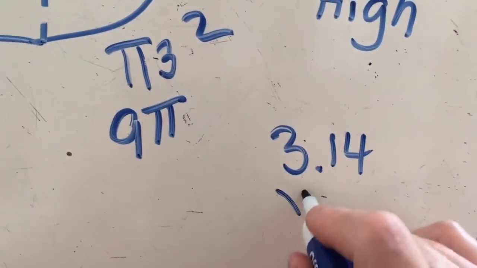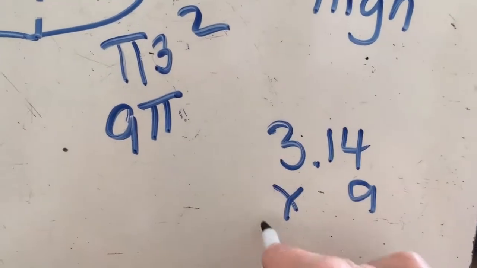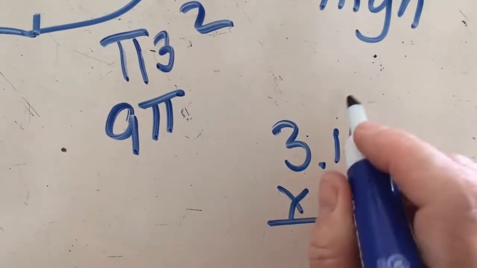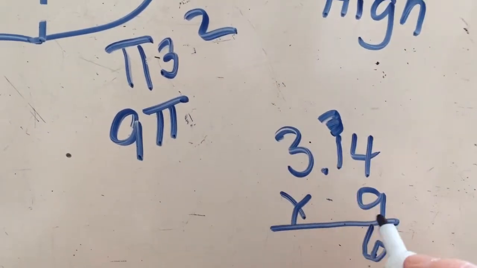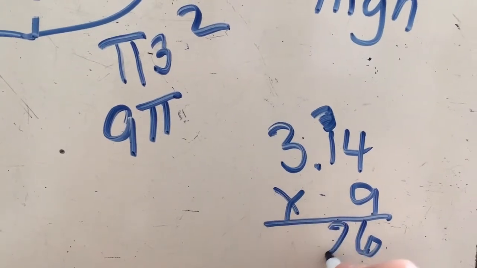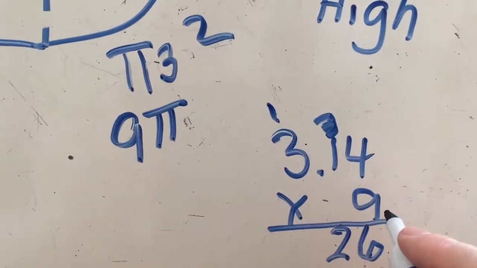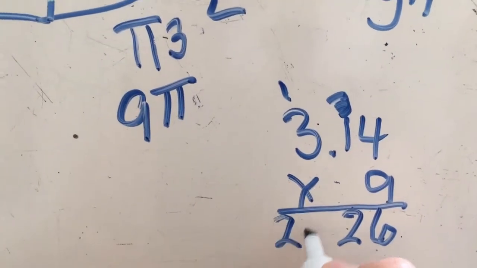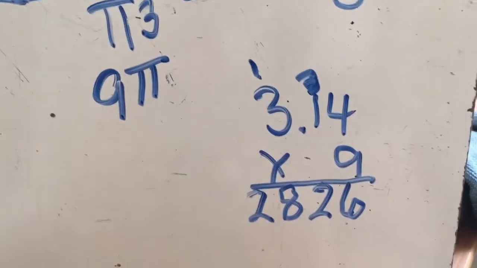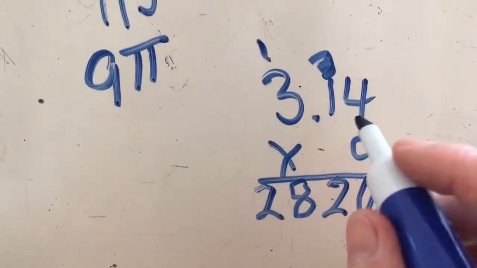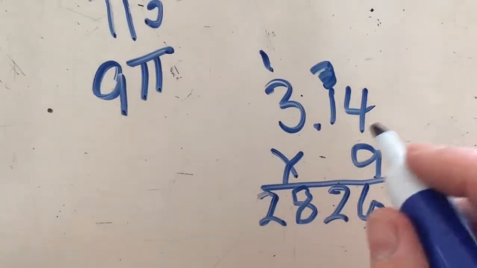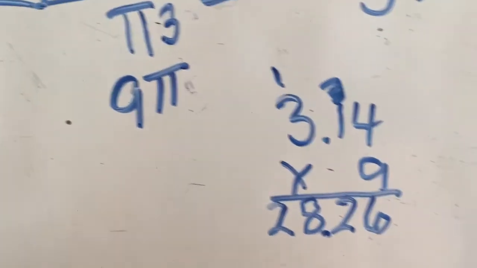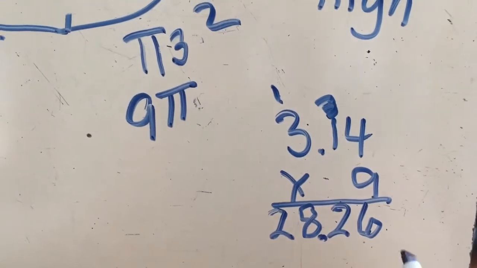So 3.14 times 9. Okay, so 4 times 9 is 36. Carry the 3. 9 plus 3 is 12. Carry the 1. 3 times 9 is 27 plus 1 is 28. So we'll put our 28. We're going to move 2 decimal places. Okay, so we have 28.26.